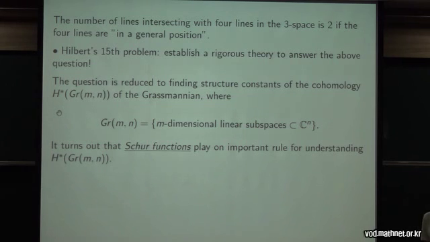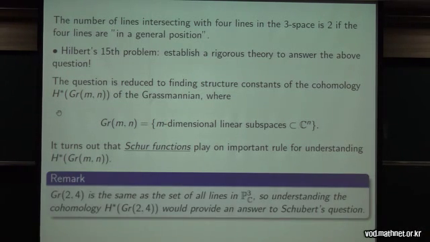And it turns out it's basically the same as finding the structure constants of the cohomology of the Grassmannian, where the Grassmannian is the set of m-dimensional linear spaces in Cn, and a Schur function also comes into play. I will explain that later. And why does the Grassmannian matter here? Because Grassmannian 2,4, when m is 2 and n is 4, is the same as the set of all lines in C3.